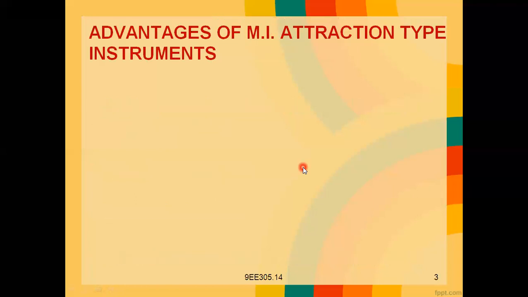Coming to the advantages of moving iron attraction type instrument. First thing is it is cheap, it's robust. That means it is not delicate as a PMMC instrument. We don't have to use spring for conduction purpose, for flow of current, just like we had in PMMC. We have a spindle, just a simple vein is attached to a spindle. That's a moving vein is attached to a spindle. So its construction is robust.